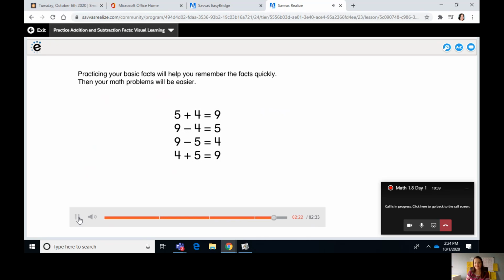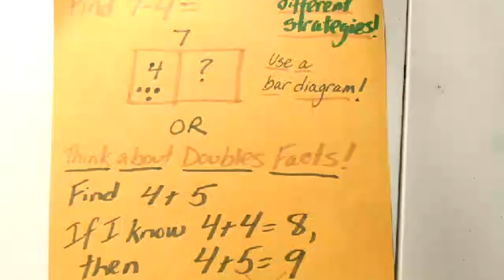Practicing your basic facts will help you remember the facts quickly. Then your math problems will be easier. All right, boys and girls, let's build our anchor chart together.